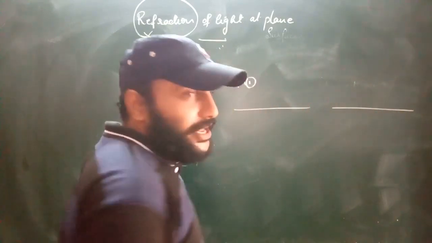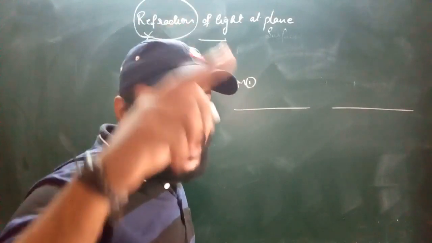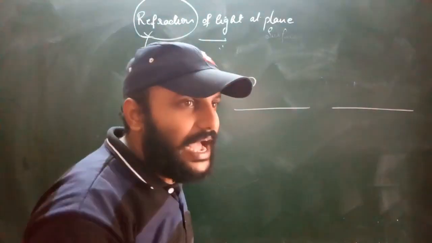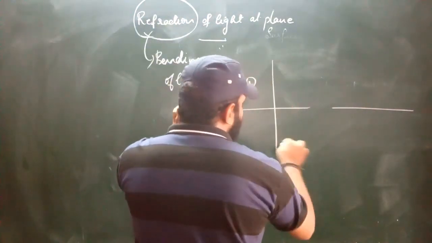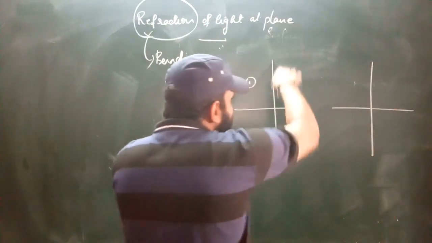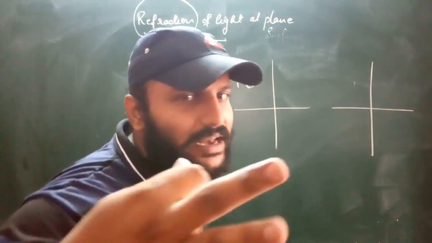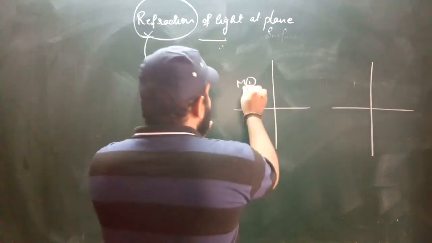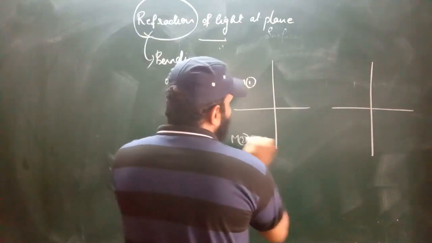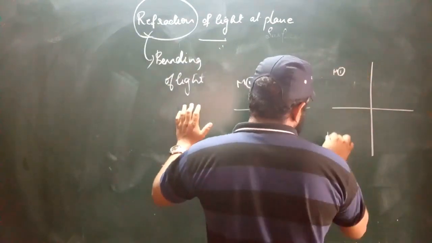Bending of light rays will not happen if the light ray is traveling in the normal direction. Normal direction is what? Perpendicular direction. If the light ray is traveling in the perpendicular direction, then the light ray will never bend. Now think that this is medium 1 and this is medium 2.